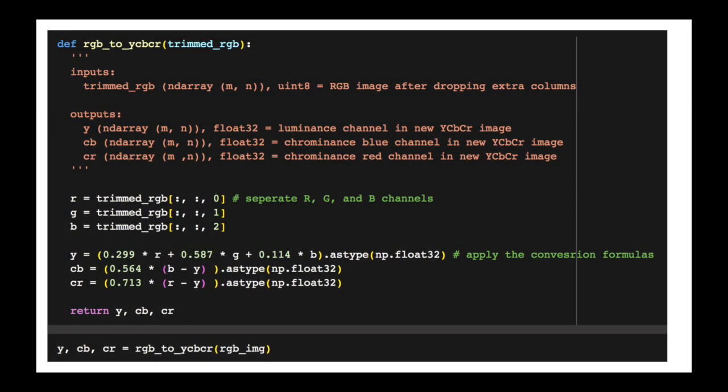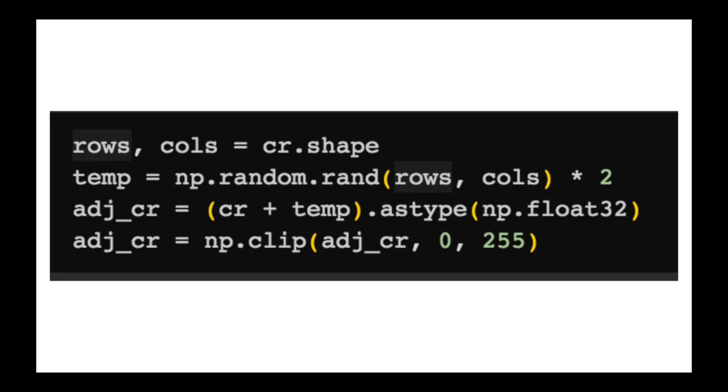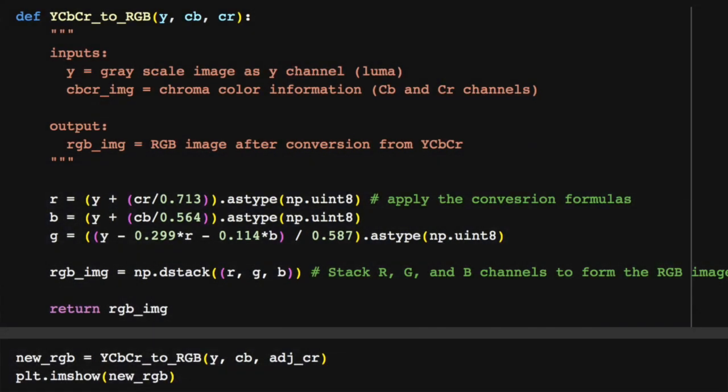To do so, I first convert the image from the RGB color space into the YCbCr color space. Note, the values of each channel right now are floating points between 0 and 255. Then I create a temporary NumPy array of the same size as the Cr channel, and fill it with random values between 0 and 2. Next, I add the temporary array to the Cr channel and clip all values between 0 and 255. Finally, I reconstructed the RGB image using the adjusted Cr channel.